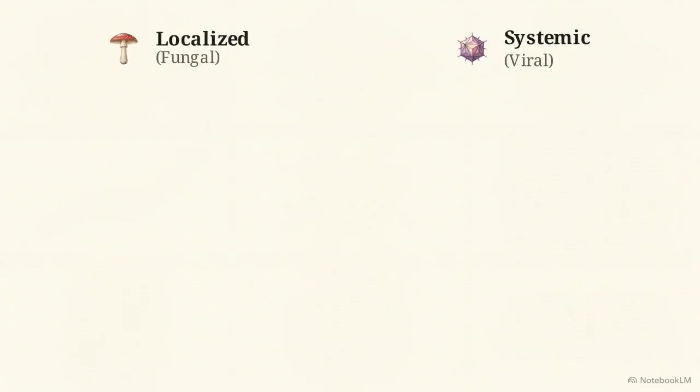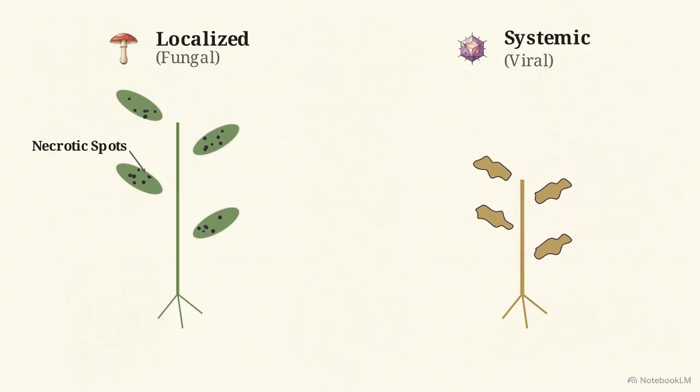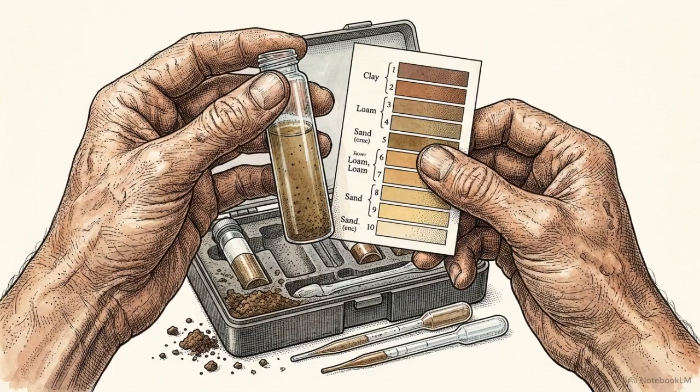It is crucial to look at the distribution of these symptoms. Fungal infections typically create localized necrotic spots right where the spores landed. Viruses, by contrast, infect the vascular system, causing systemic deformation like severe leaf rolling and crinkling across the whole plant. Diagnostic accuracy at this stage is vital.